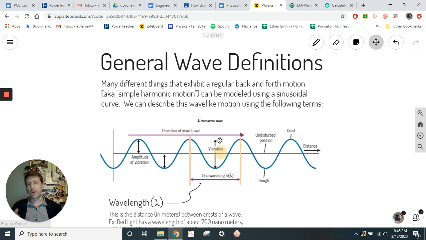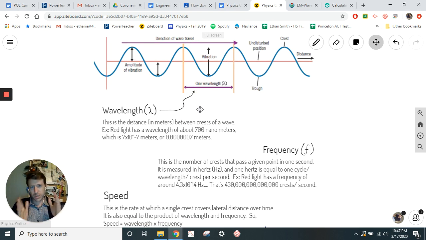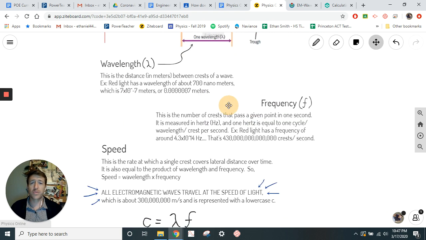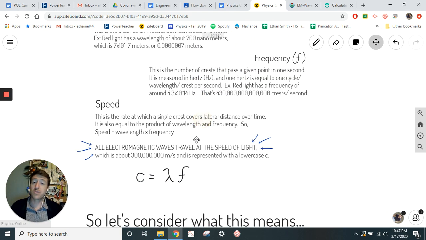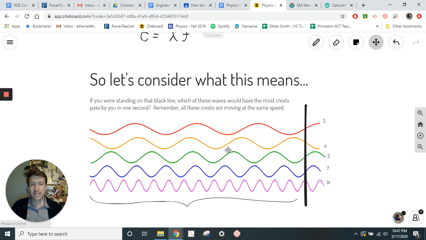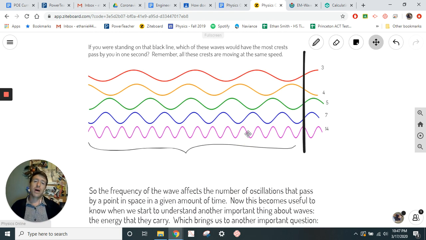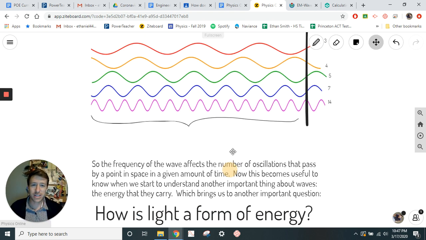We can define or quantify properties of those waves, such as wavelength, the distance between crests, as well as frequency, which is the number of crests that pass by a point in a second, and also speed. All electromagnetic waves travel at the speed of light, which is the speed of that electromagnetic field. And this becomes important because as we get into different types of waves, we'll start to talk about why those differences in frequency and wavelength become important, and also how they come about. So that's what you guys have to look forward to.